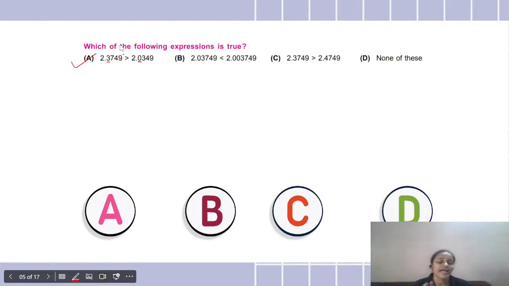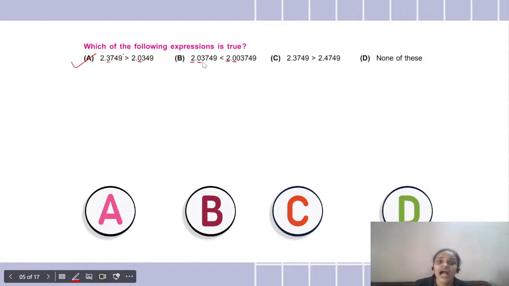We've already got the answer in the first option only. But yes, let's check what is the mistake in the other answers. 2.03749 is less than 2.003749. Now here my first digit after the decimal is 0 and 0, so there's nothing to compare. The whole number is also 2 and 2, so there's nothing to compare.